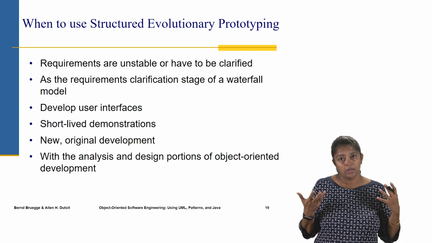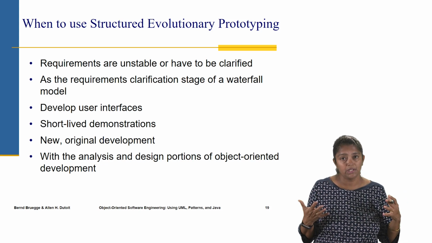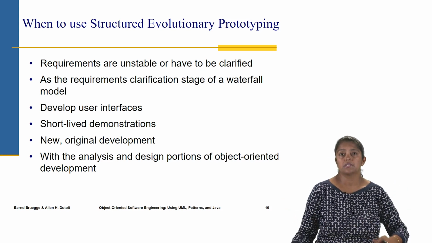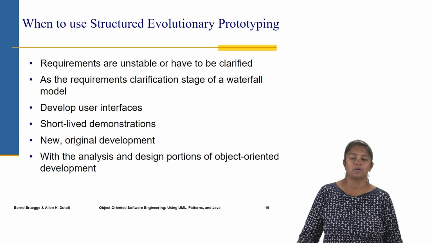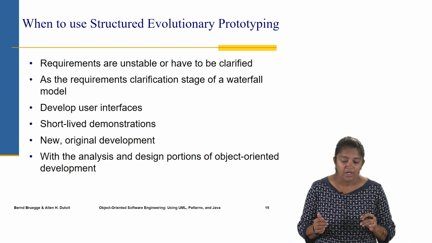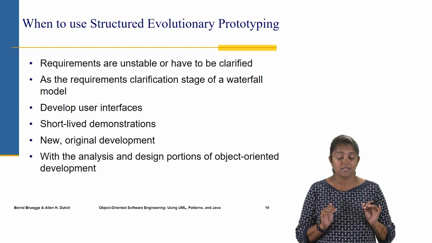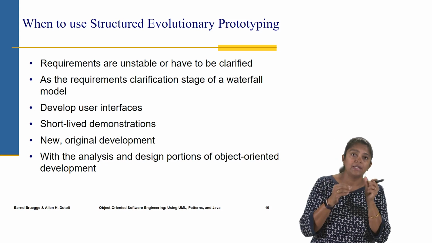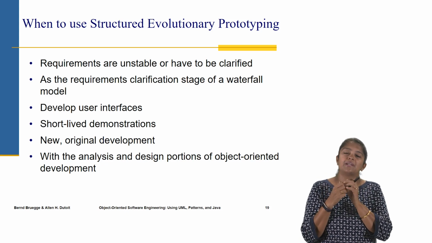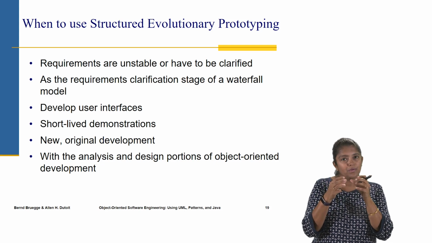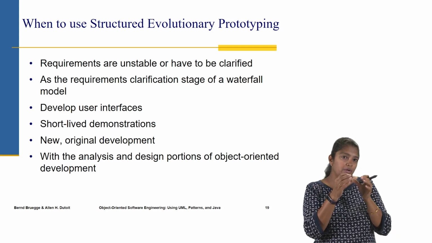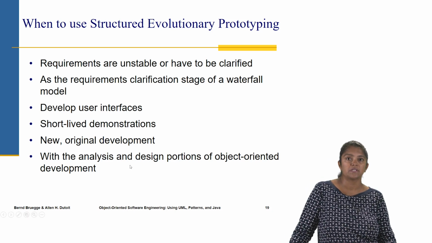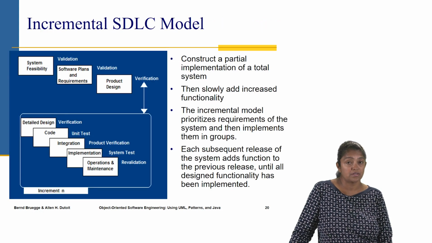When there is a new product that's being developed, completely new from scratch, original, one of that kind doesn't exist, then again this is a good model to start with in order to make sure all of the requirements have been clarified. It could also be used just with the analysis and design portions of object-oriented development, just during those two phases, the high-level and detailed design, in order to make sure that the requirements are well understood. So doing this structured prototyping and going back and forth with the customer will help clarify the requirements of the system. So those are some situations where it is a good fit.